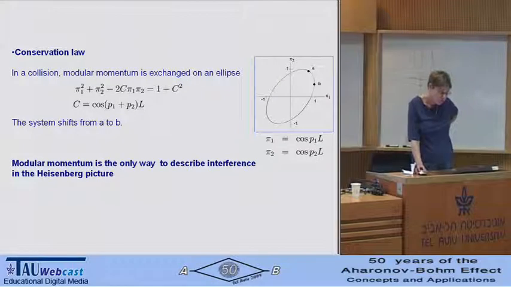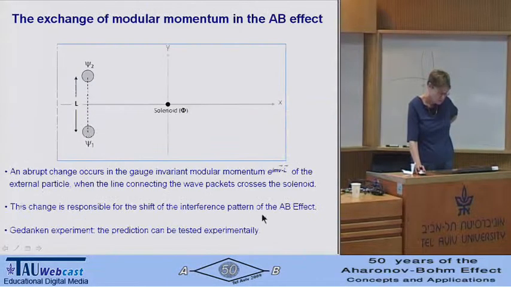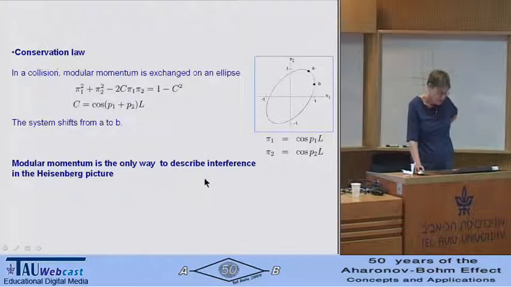Modular momentum is also a conserved quantity. I now relate to a collision between two particles. Pi1 and Pi2 are their respective modular momenta. And in the collision, the modular momentum is exchanged on an ellipse. And the system shifts from point A to point B, for example.